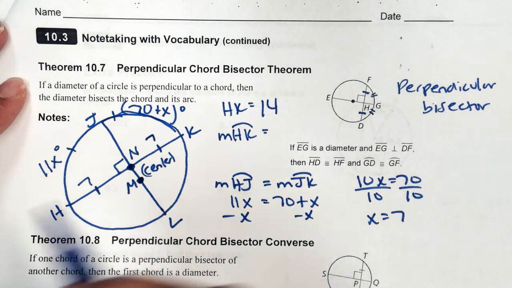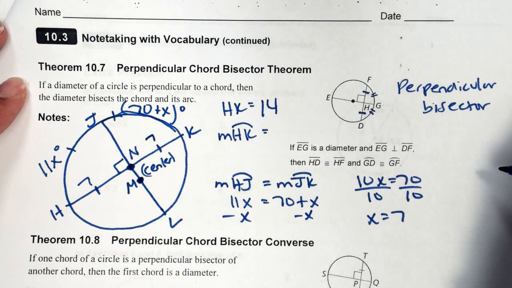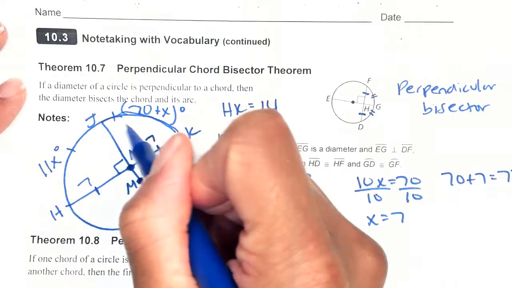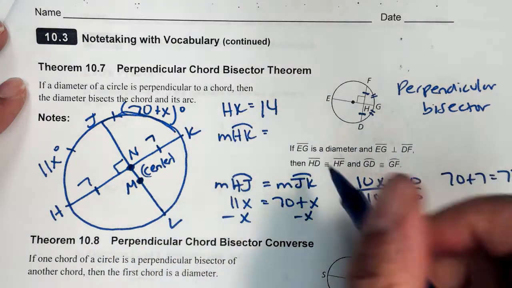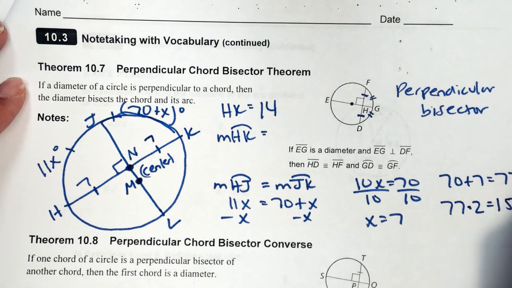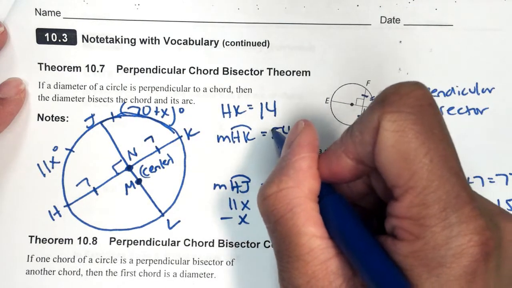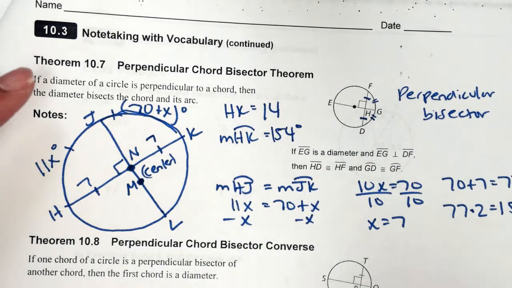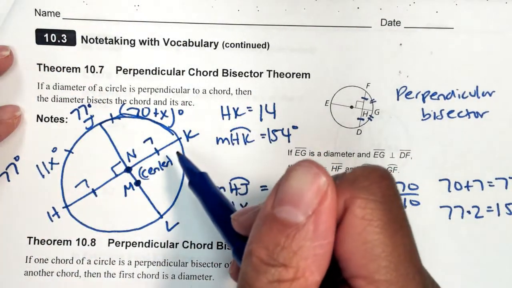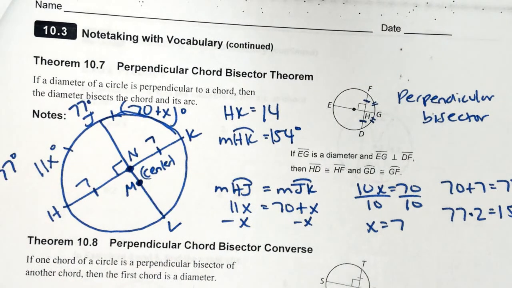So now if I want to find HK, well, HJ is 70 plus 7, which gives me 77. Okay, so that means that this is the same, and so when I want HK, all I have to do is double it. So now I have 77 times 2, which gives me 154. Okay, so we said this was 77 and this was 77. If I want HK, it is not the semicircle, so it's not 180, and so that's how I get 154.